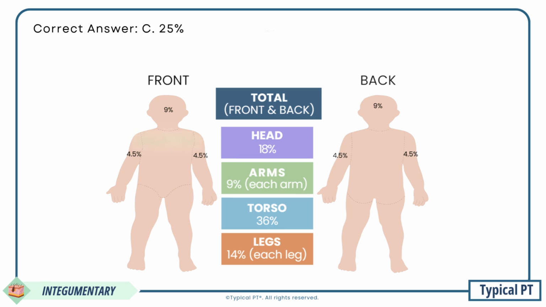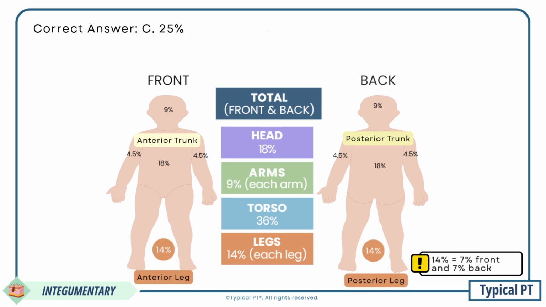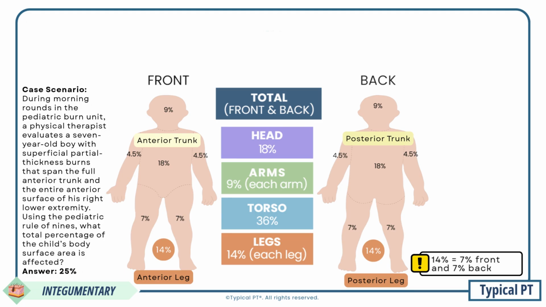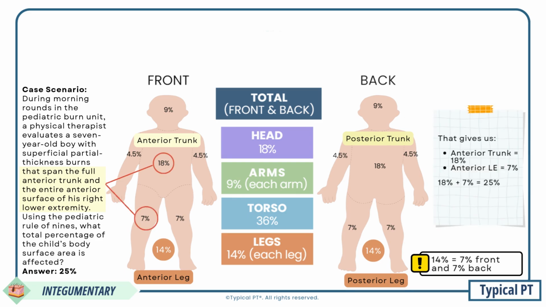From the diagram, the anterior trunk accounts for 18% of total body surface area. Each leg accounts for 14% total, which is divided into 7% for the front and 7% for the back. In this case, the burn involves the entire anterior trunk and the entire anterior surface of the right lower extremity. So we only count the front of the trunk and the front of one leg. That gives us 18% from the anterior trunk plus 7% from the anterior right lower extremity. When we add those together, the total affected body surface area is 25%, which matches choice C.